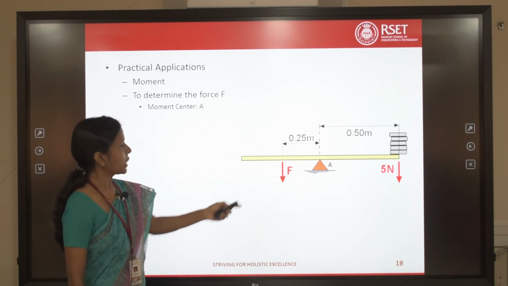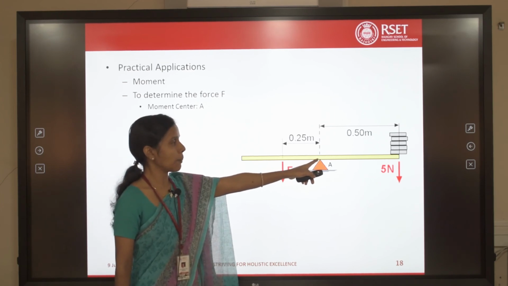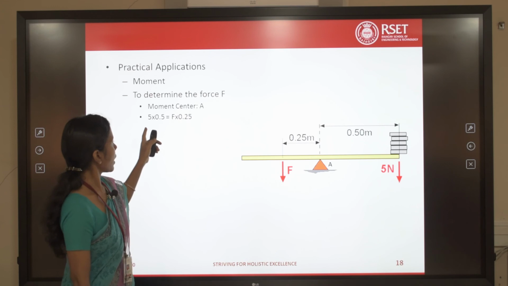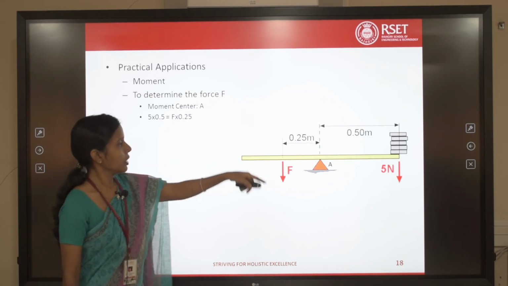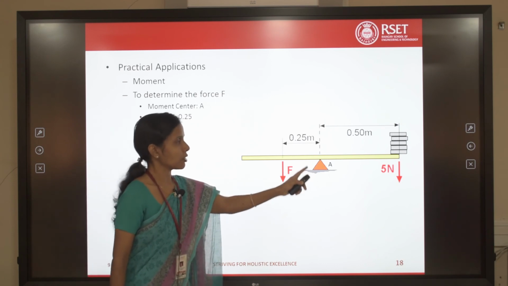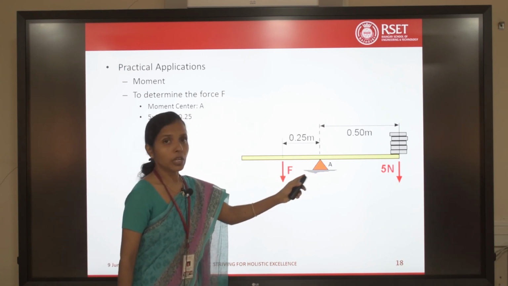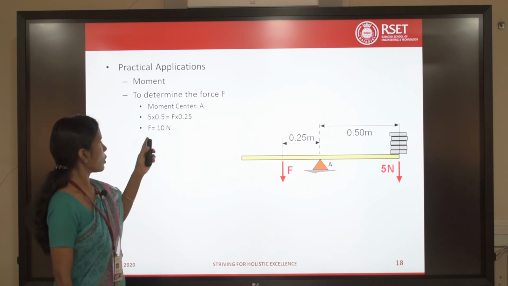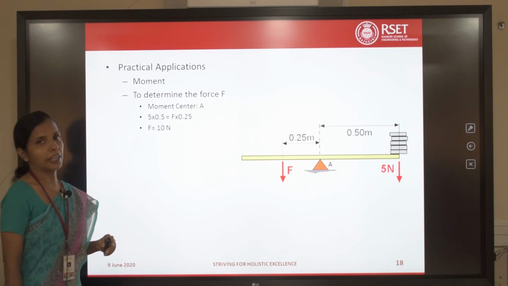Okay. So, I will take the moment center as A because about the point A it is trying to rotate. So, I can write 5 into 0.5 is equal to F into 0.25 in the opposite direction. Both should be equal and opposite, then only it will be cancelling out, right. So, F into 0.25. So, what is the value of F? F is equal to 10 Newtons. Okay.